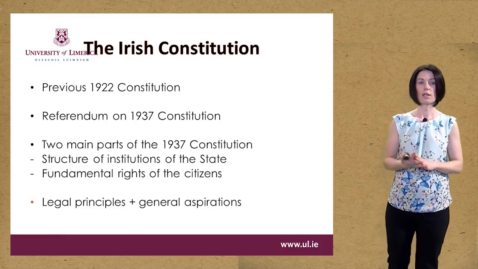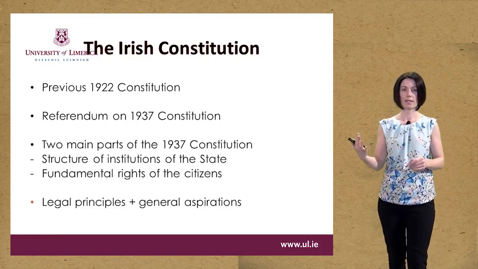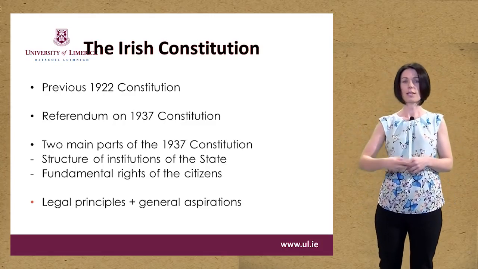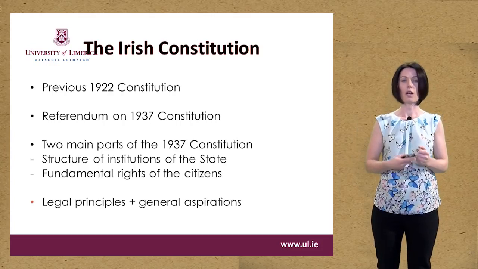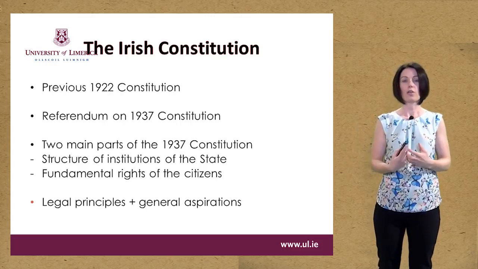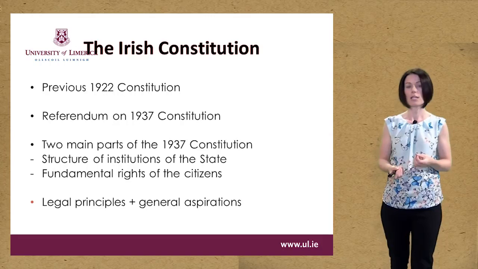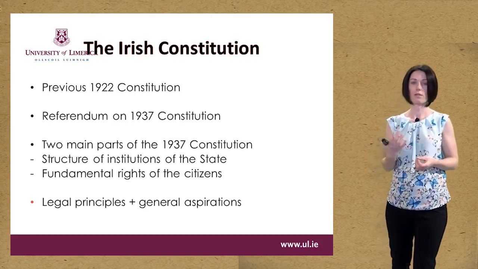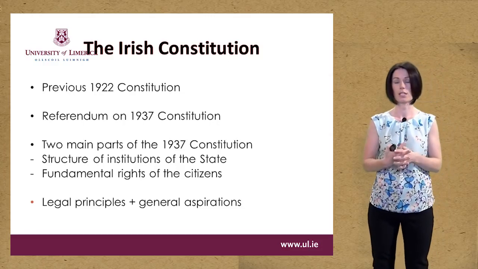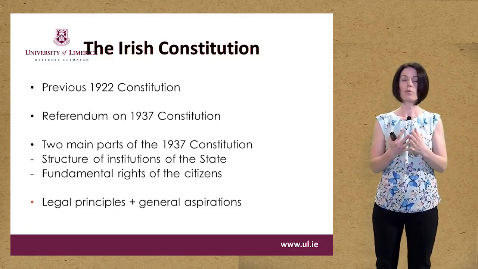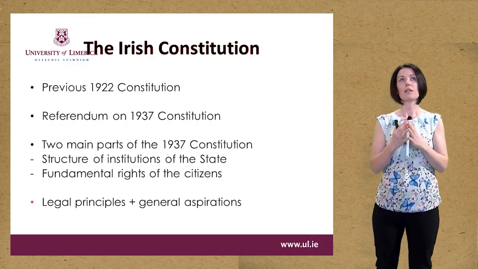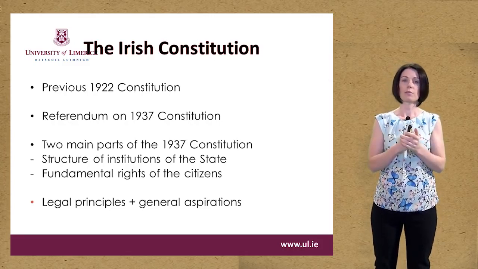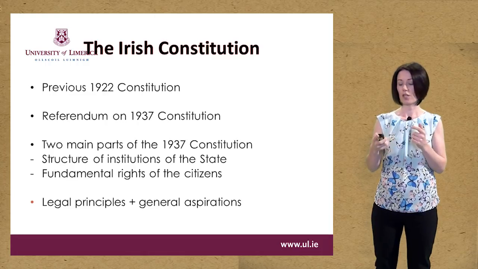The constitution can be divided into two parts. Part one sets out the structure of the different organs or institutions within the state, and part two deals with the fundamental rights of each citizen within the state. So it is a constitution, a document which sets out clear legal principles and general aspirations.